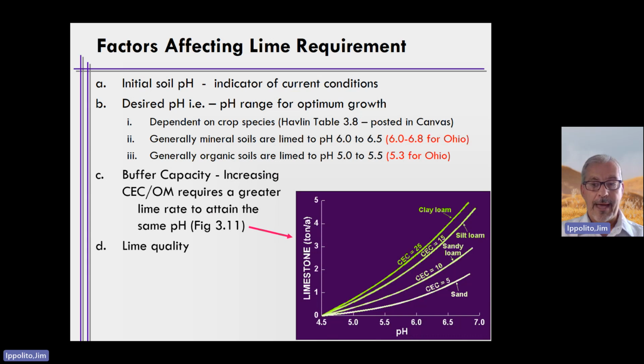The lime quality matters. If you have lime that's pure versus impure or contains impurities, it's going to take more lime with a liming agent that is impure as compared to pure.